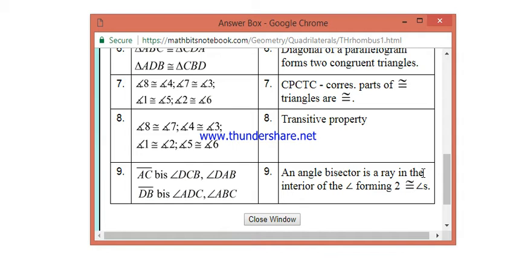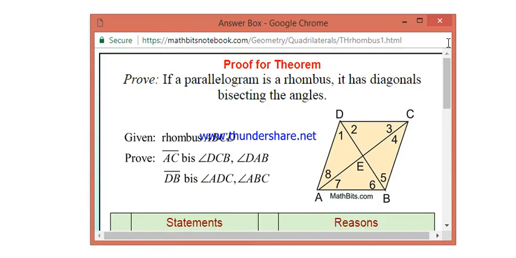For number 9, diagonal AC bisects angles DCB and DAB. Diagonal DB bisects angle ADC and angle ABC. The reason is an angle bisector is a ray in the interior of the angle forming 2 congruent angles. That's for the first statement.